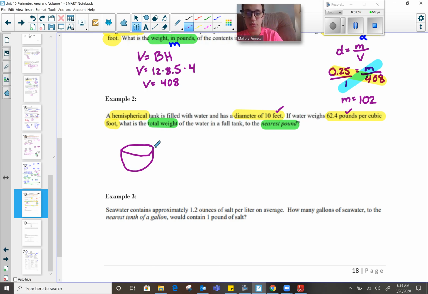That is a terrible bowl. Oh my gosh. Let's try this again. Okay, that's a little better. I should probably never do pottery.